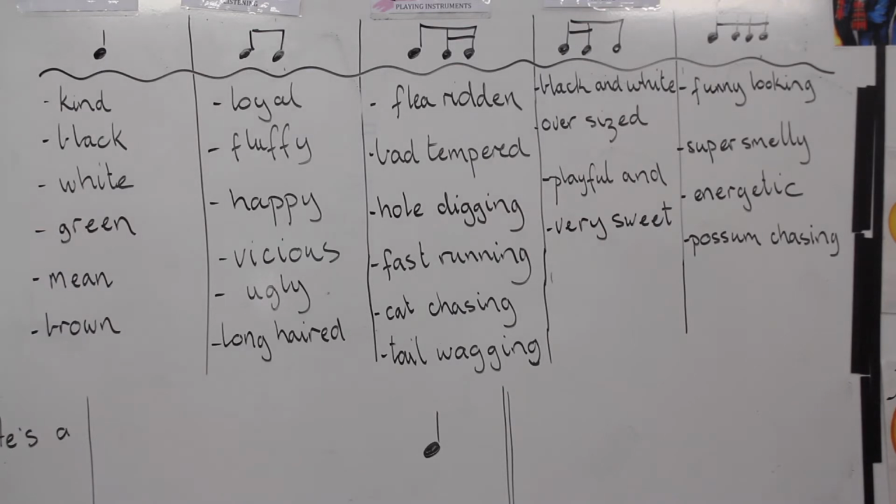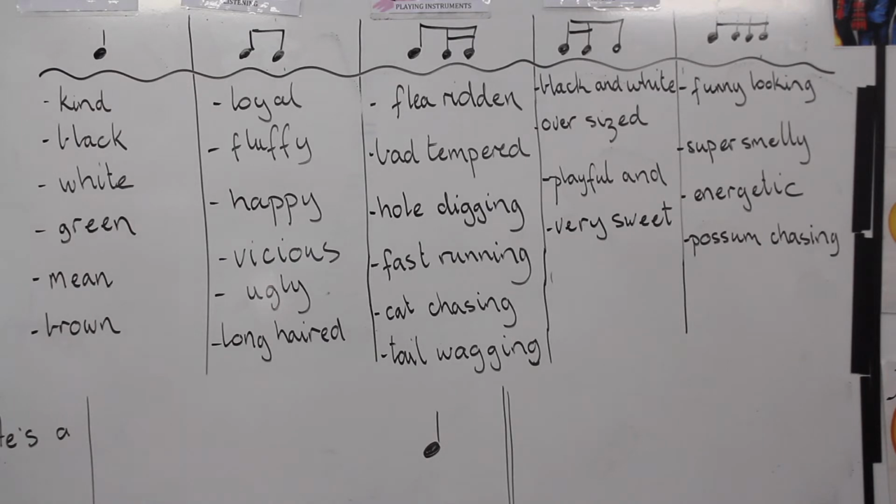Now under TT, you have to be careful the way that you say them, because if you just say them like you're speaking these words, you don't necessarily say them in the rhythm. So we need to make each word sound like TT. So loyal, fluffy, happy, vicious, ugly, long-haired.